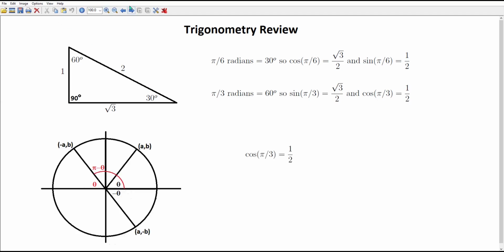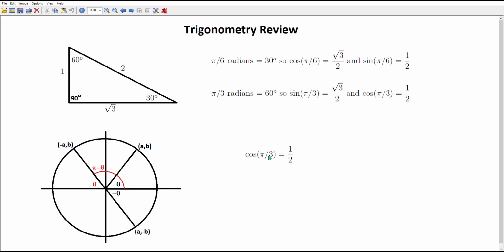Now, how do we find sines and cosines in quadrants other than the first quadrant? Well, we use some symmetries. So you can see here theta, we get to the point a, b. If we were to do minus theta, we would be at the point a, minus b. And if we put the theta over here, we can see this angle pi minus theta is going to be in the second quadrant and is going to have coordinates minus a, b.